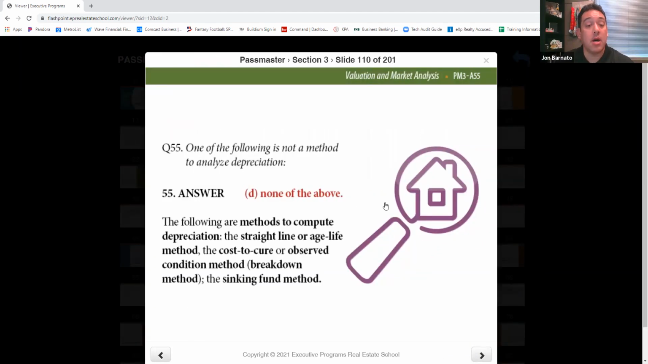So there are three ways to calculate depreciation. One is the straight line or age life method, which is the most commonly used. You'll see this especially on single family rentals. The cost to cure or observed condition method, which means how much it's going to cost to bring it back to normal. The sinking fund method is where we assume an amount every year that it would cost to rehab the building up to current standards. I think you just need to kind of know the methods. I don't know if they'll all be on there, but you might hear one or the other on the test. Right?